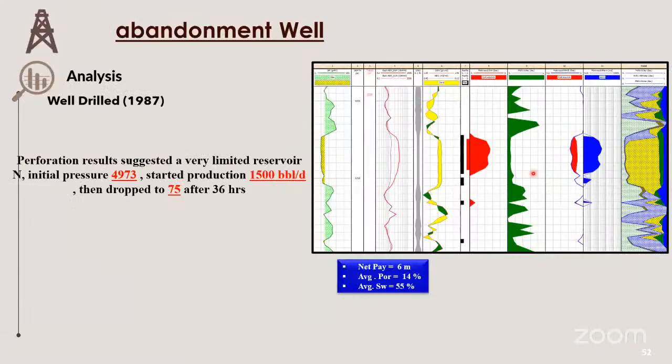But why was this well plugged and abandoned? As I said, this is the role of the geophysicist: you have to integrate all the data together. They found one reservoir in this well and tested it. It was found to be a very limited reservoir. The initial pressure was around 5,000, and production started at 1,500 barrels, then dropped to only 75 barrels after 36 hours, which indicates a very limited reservoir.